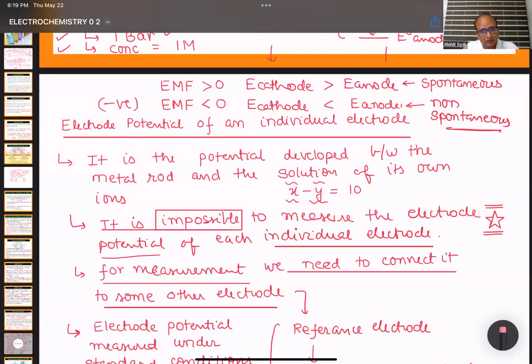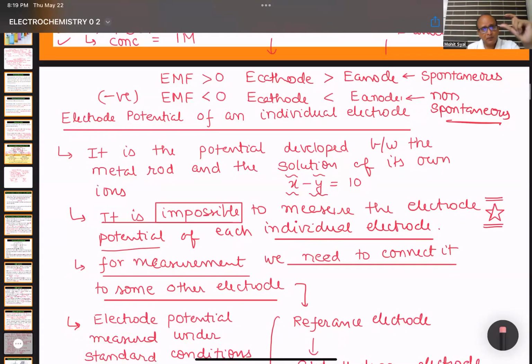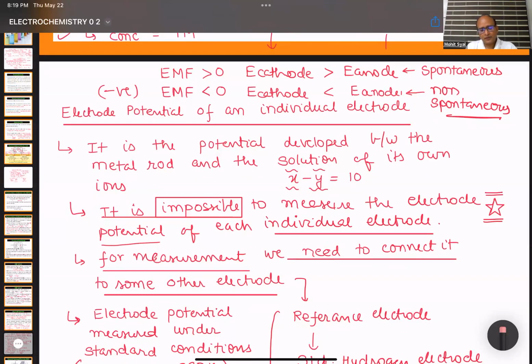Will you be able to tell me? Is it possible to get the absolute value of x and y? We cannot tell. Because this equation is the same as EMF. EMF is the difference, and we can get the difference, but what is the actual value of the cathode and anode, we can't get. But we can get the difference. We need to measure the absolute value of x or of y. Clear?